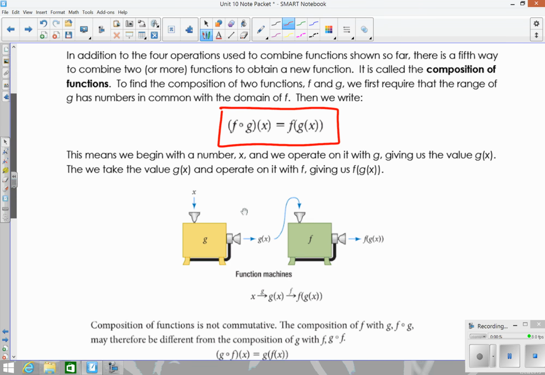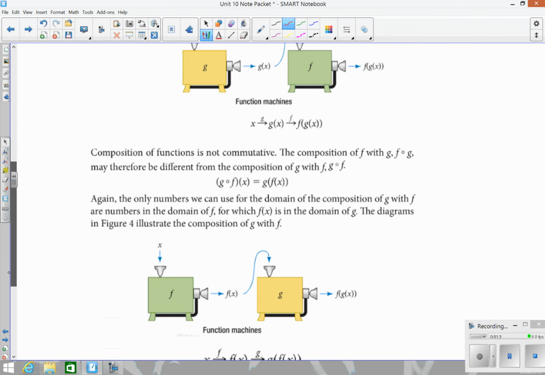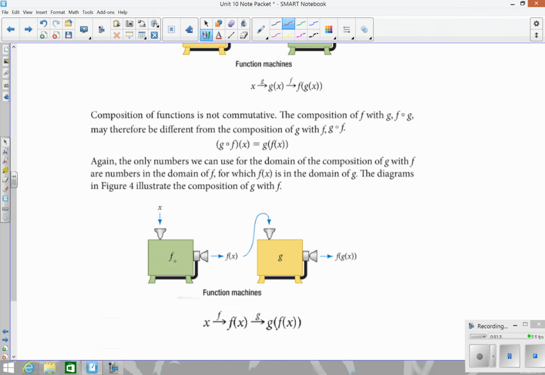So if you think of it as a machine, it would look like this. We would have x going into the machine g, or the function g, and then whatever you get out is called g of x, and then you take this g of x as your new input going into the machine f, or function f, and then your output becomes f of g of x. So you can start with x going into function g and then getting out g of x and plugging that output into f, and you get f of g of x.